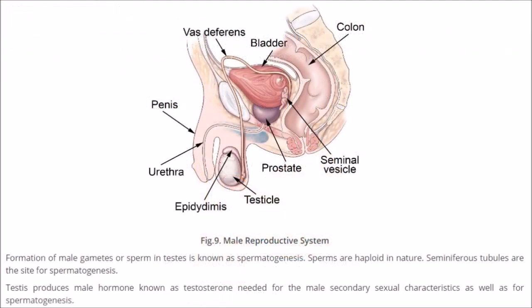So the formation of male gametes or sperm in testes is known as spermatogenesis, and the sperms are haploid in nature. Haploid means half chromosomes. Seminiferous tubules are the site of spermatogenesis. So testes produce male hormones. As we said, this is testosterone. This is needed for the secondary characteristics of a male, as well as for the preparation of spermatogenesis.